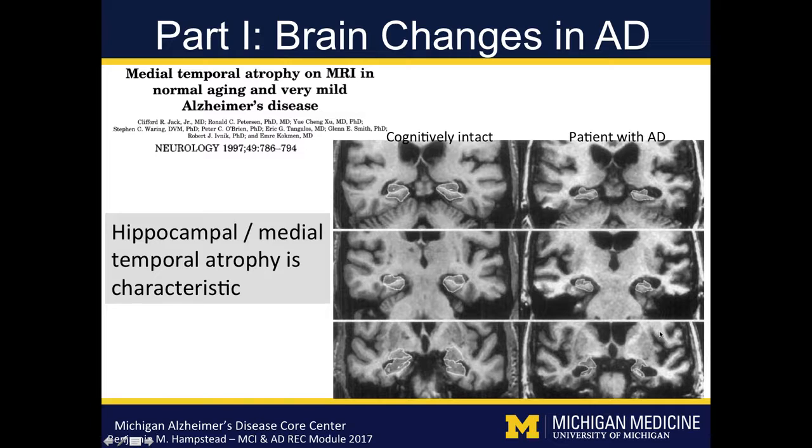As I mentioned, hippocampal or medial temporal lobe atrophy is characteristic, and this is classic work by Jack and colleagues that's now 20 years old. If you look on the left here, there's a cognitively intact individual, and they've outlined the parahippocampal gyrus and hippocampus. When you compare the healthy control with the MCI patient, you can really see that there's increased ventricular size, reflecting the atrophy in the medial temporal lobe structures in the patient with Alzheimer's disease.